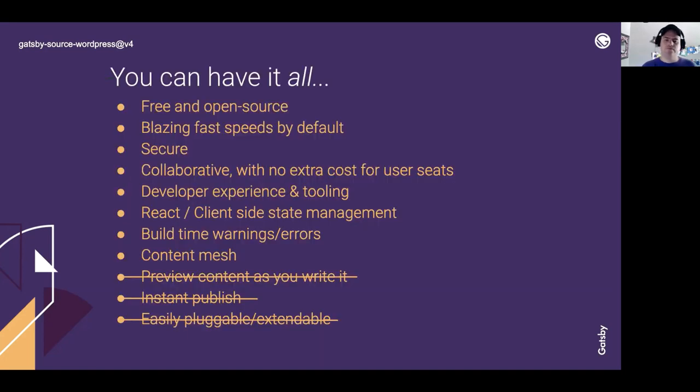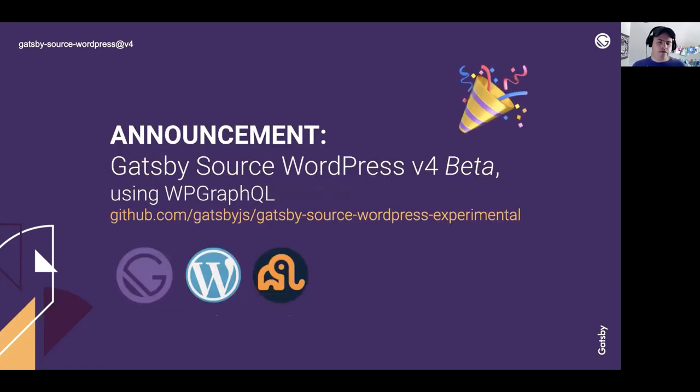What if I told you, you can have all the benefits that we talked about, including the ability to preview your content as you write it in WordPress, the ability to publish your content in WordPress and have it live on your Gatsby site, and the ability to hook into the WordPress plugin ecosystem from Gatsby. Today, we're announcing Gatsby Source WordPress V4 Beta, which uses WPGraphQL on the WordPress server to communicate between the two systems.